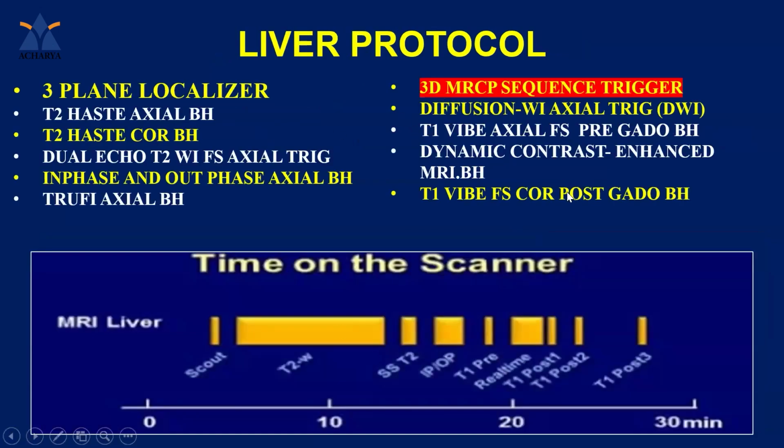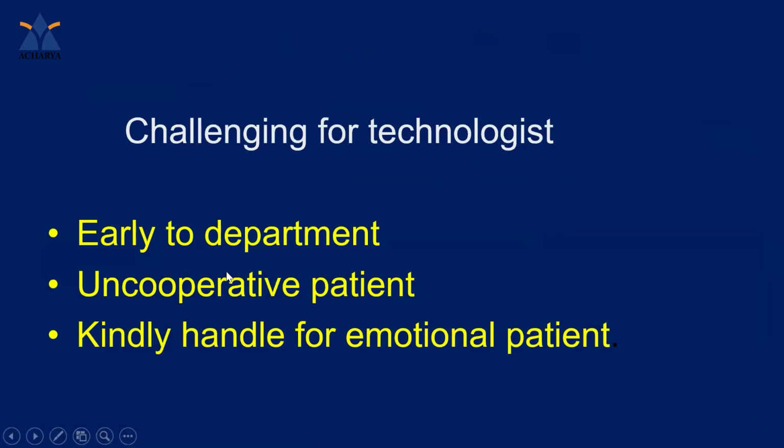Then a liver protocol. In case of patients with any problem with the liver, go for a liver protocol. Always add one 3D MRCP sequence. This is very, very important. It is also challenging for technologists. Reach the department early, so you wait for the patient; the patient should not wait for the doctors or the technologist. It is very challenging with uncooperative patients and very difficult to do MRCP, so kindly handle the emotional patients in the department.